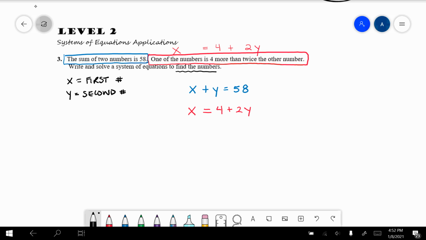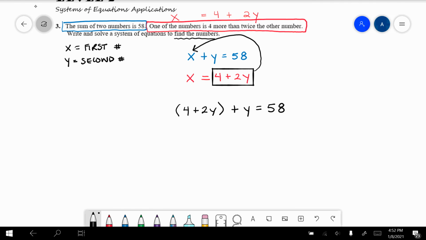All right, so now it comes time to solve. And when I look at this and I see that we already have x equals 4 plus 2y, this to me is a perfect substitution problem, because what we can do is come up to the other equation and replace the x with what x equals. So we're going to come up here and take out the x and replace it with 4 plus 2y. Then don't forget we need to write the rest of the equation down, which is plus y equals 58. All right, so now we got this nice little equation to solve. This is going to be 4, and I can combine a 2y and a y to make 3y. All right, let's keep solving.